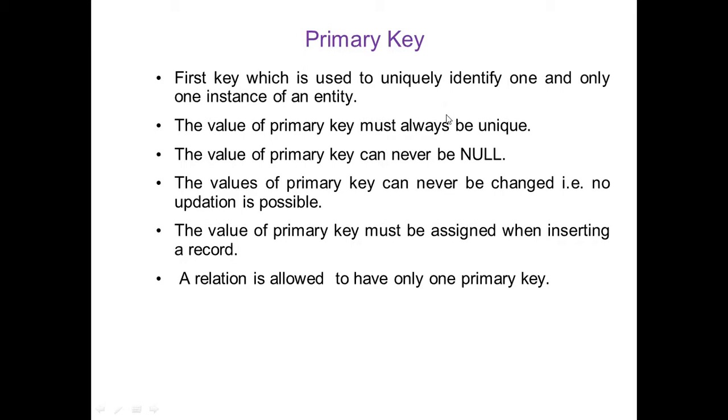Means the primary key is the key which can be used for identifying the record in a particular relation. The value of the primary key must be unique. Means it cannot be duplicated. The value of the primary key can never be null. Null means empty. Means what is this sentence? That the primary key should always have a value. It should not be null or empty. The values of the primary key can never be changed. That is, no updation is possible.